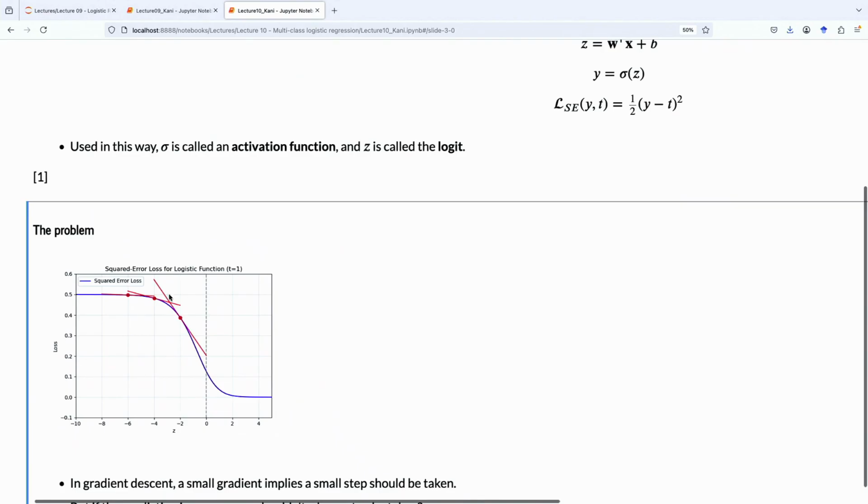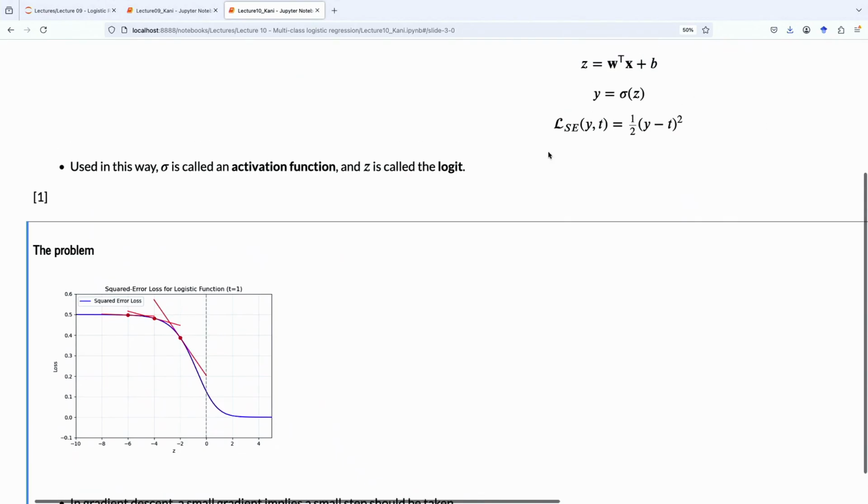Yes, okay, good. I want to get those equations there. Let's assume that this target is 1. The target classification is 1, and plot the loss function. So what is this loss function doing?